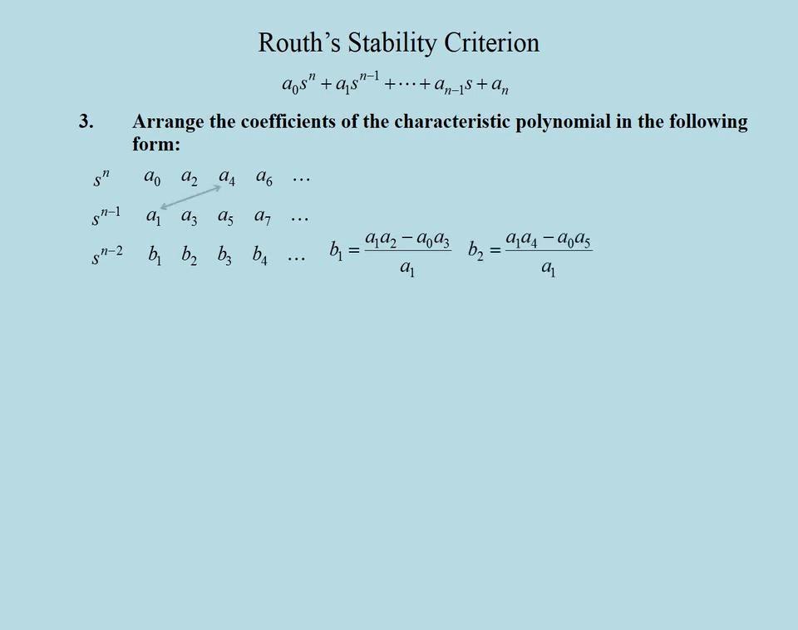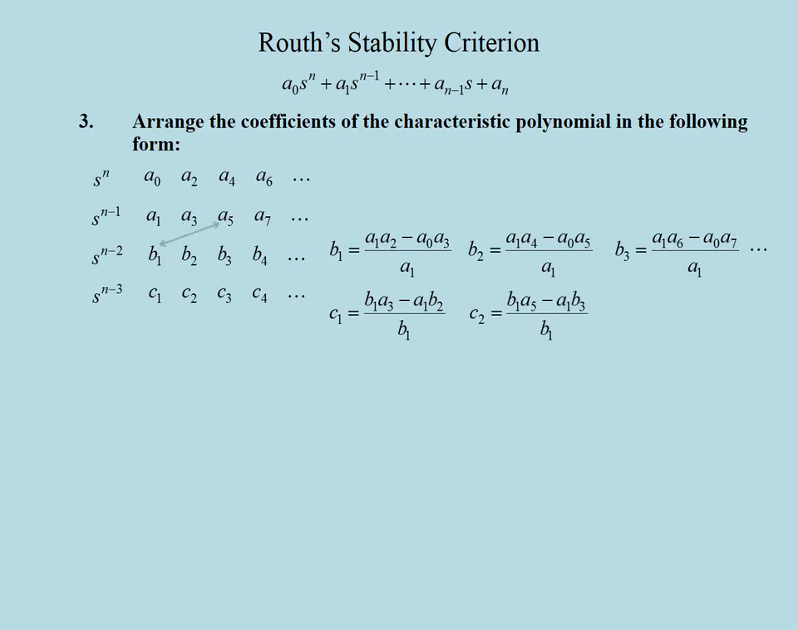b2 is a1 times a4 minus a0 times a5, divided by a1. b3 is a1 times a6 minus a0 times a7, divided by a1. The next row is obtained using the same pattern. That is, c1 is b1 a3 minus a1 b2, divided by b1.